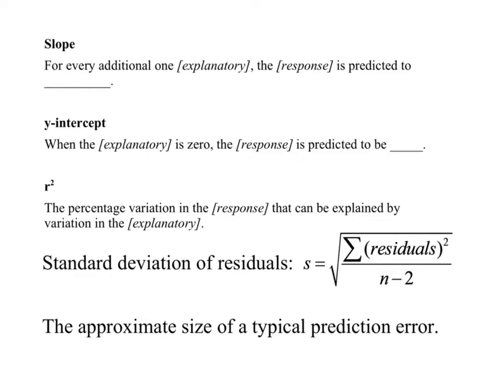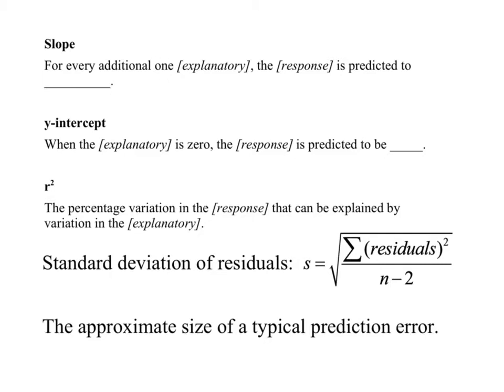Standard deviation of residuals. This is not really a formula you need to know right now, but I did want to bring it up. We always talk about deviation as adding up the difference between the mean and the individual points and dividing by n minus 1. And here it's the sum of those residuals squared. So still that difference between the line, the average, and what did happen. But here we divide by n minus 2, and the reason, of course, is 2 points determine a line. So it gives us the approximate size of a typical prediction error.